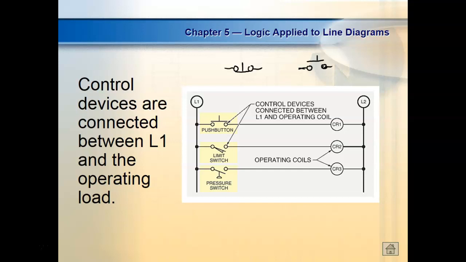Are we okay? So we have a normally open push button. We have a normally open limit switch. Gravity's trying to open it and it is open, right? We have a normally open pressure switch.